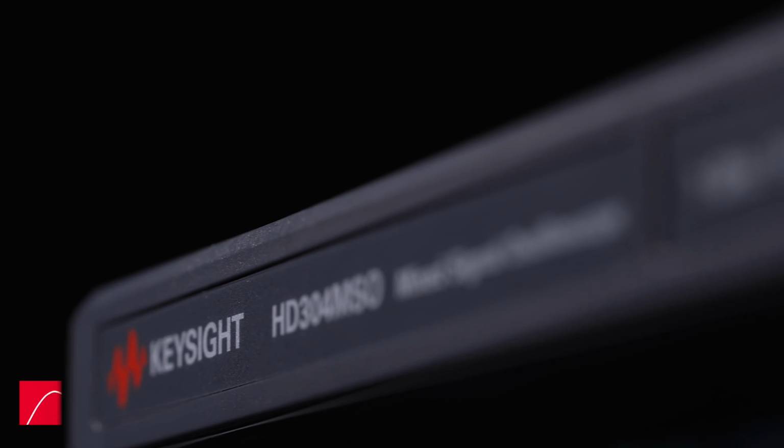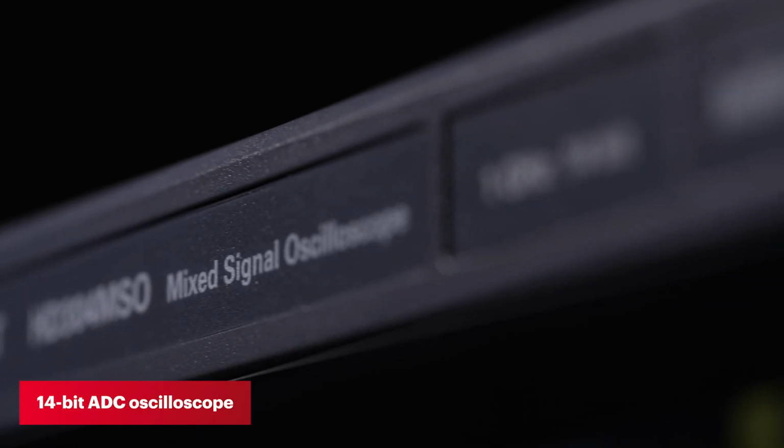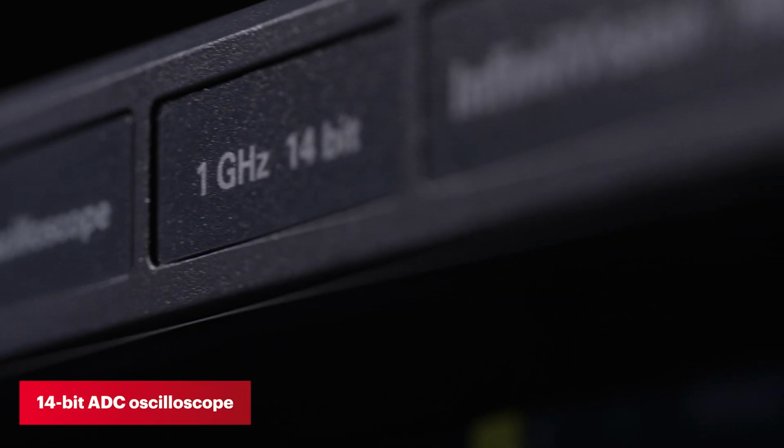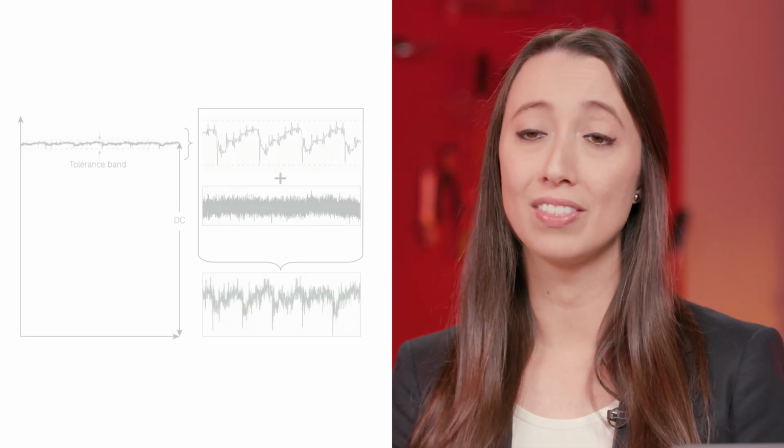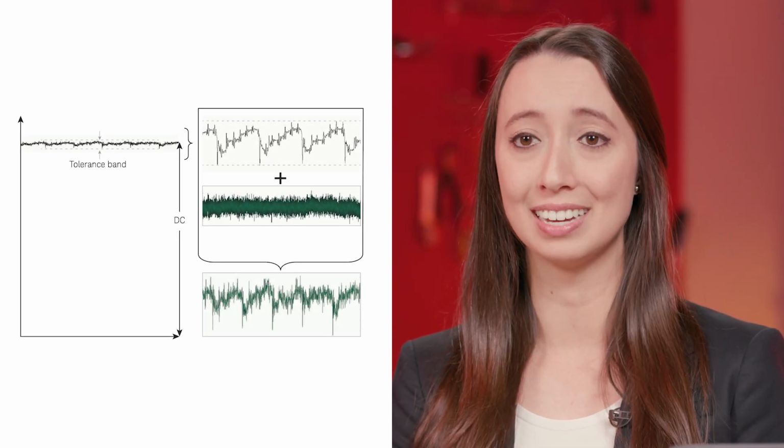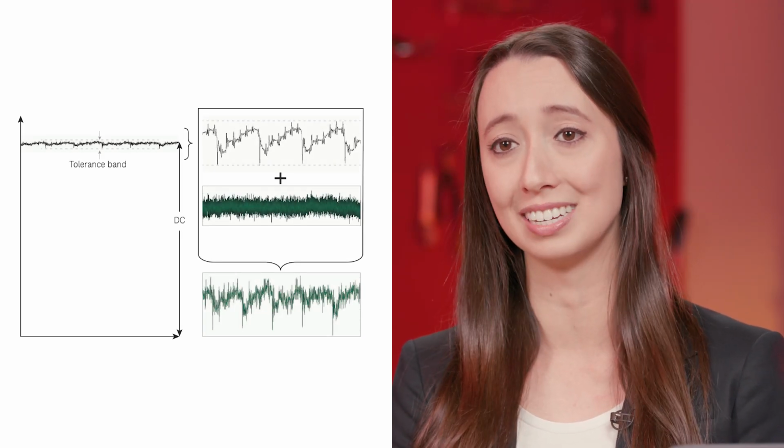The HD3 helps find these glitches so that you can address them by changing the product's design as early as possible in the product development cycle. That's why engineers and QA teams need 14 bits of precision and the lowest noise floor when creating products to ensure that they can measure and see the small AC signals riding on top of the large DC signals.